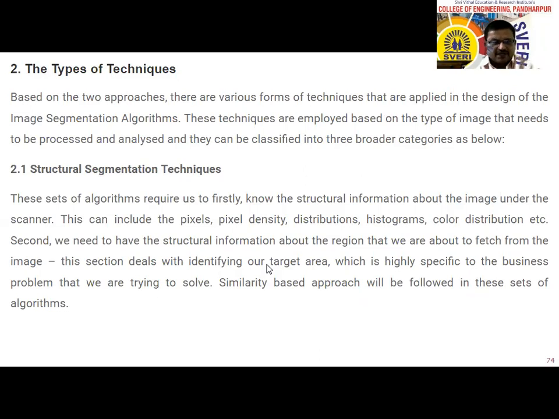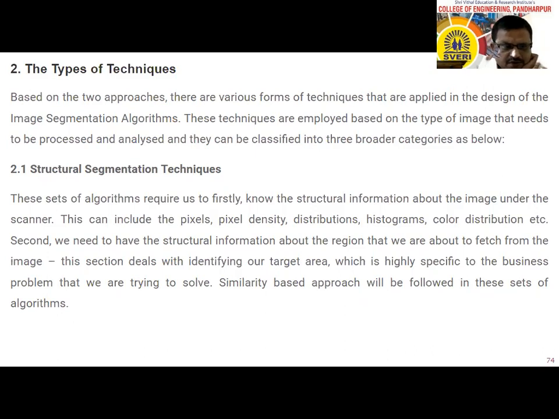Second, the types of techniques. Based on the two approaches, there are various forms of techniques applied in the design of image segmentation algorithms. These techniques are employed based on the type of image that needs to be processed and analyzed, and they can be classified into three broader categories as below. That is 2.1, structural segmentation technique.